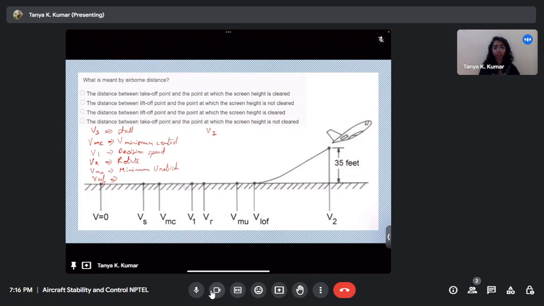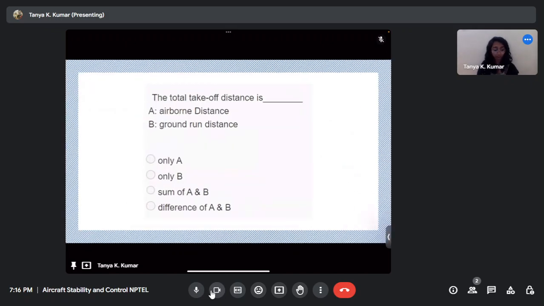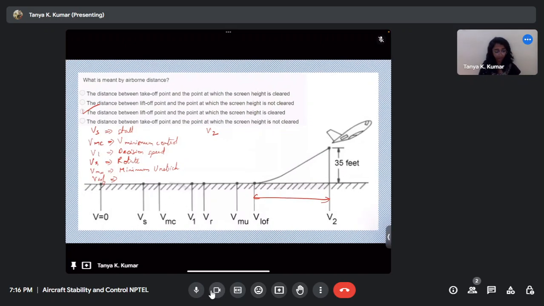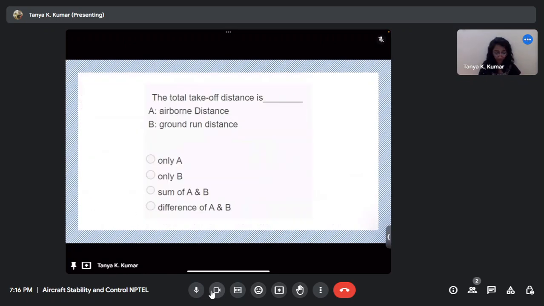Distance between liftoff point and the point at which the screen height is clear, right? This one, this distance. Okay, next question. The total takeoff distance is it A, airborne distance, B, ground run distance, or both of them, or the difference of these two? It is the sum of the airborne distance and the ground run distance, right? It's this whole thing, the whole profile, the ground roll and the airborne distance. So the whole thing is the takeoff distance, sum of A and B.